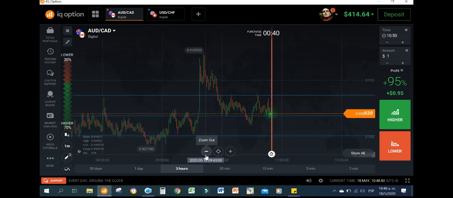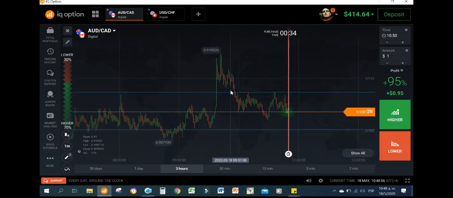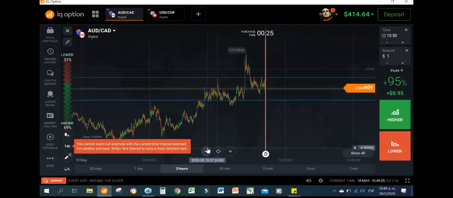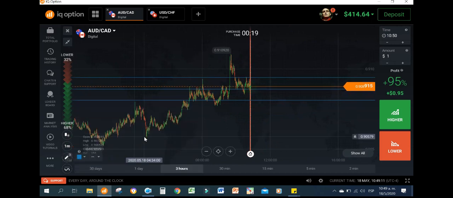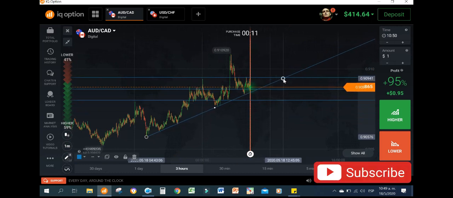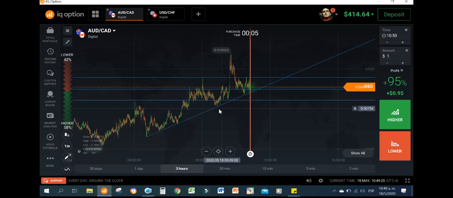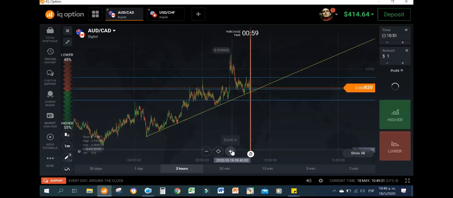So it's very important for us to understand how to place and how to trace the support and resistance level like this. Now I will place another support level from this point to this one. Okay, I will put this level in another color, yellow.